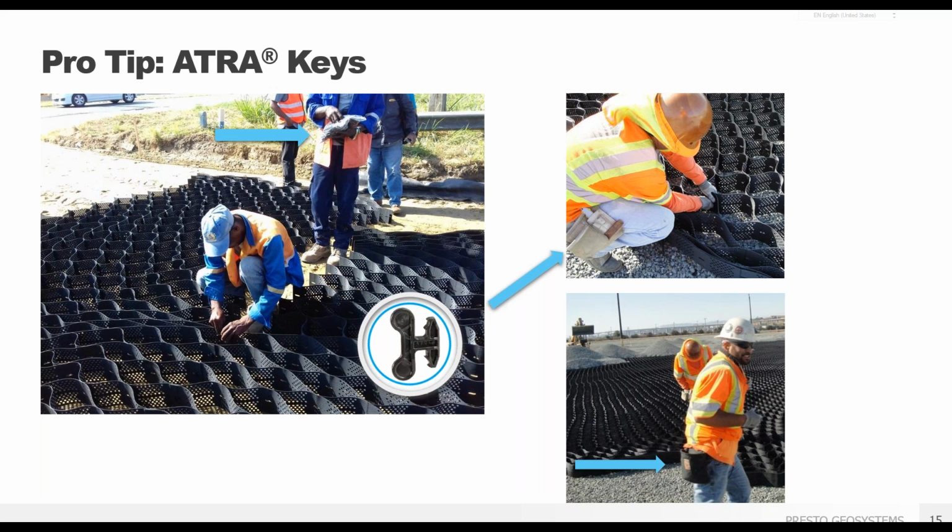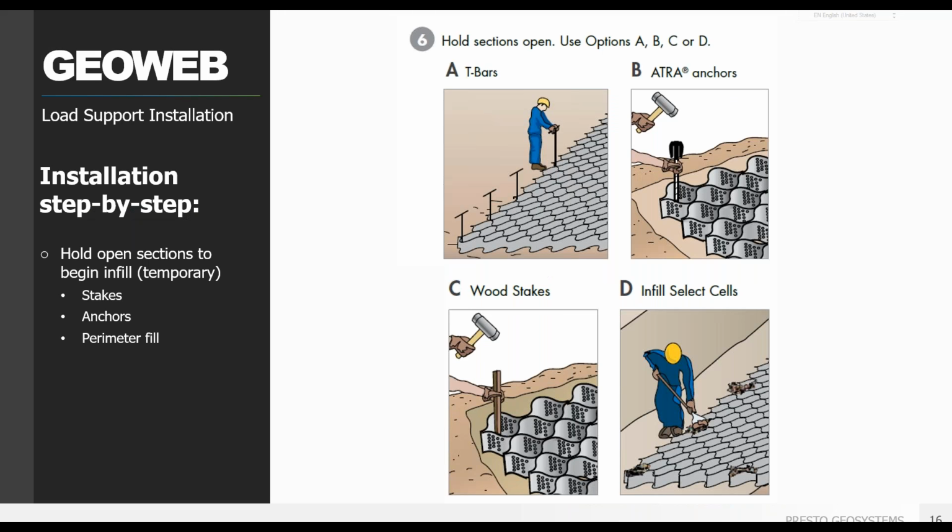The specific engineering values of the AtraKey will ensure the system holds up to loading over time without the corrosion as seen in staples, the failure of underperforming cable tie systems, or cumbersome multi-piece connectors. You'll want to hold the GeoWeb sections open for infilling, either with temporary stakes or by filling a few cells around the perimeter. We'll see an example of that in just a few more slides.